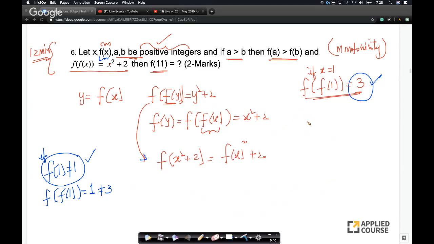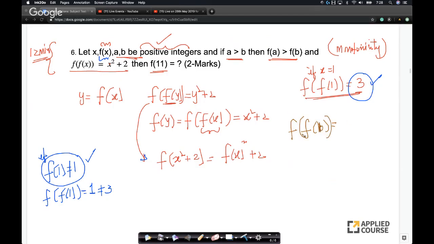So what is f of 3? F of 3 is, look at this. What will f of 3 be? Okay, f of 1 is equal to 3, right? So I have this. So f of 1, look at this.